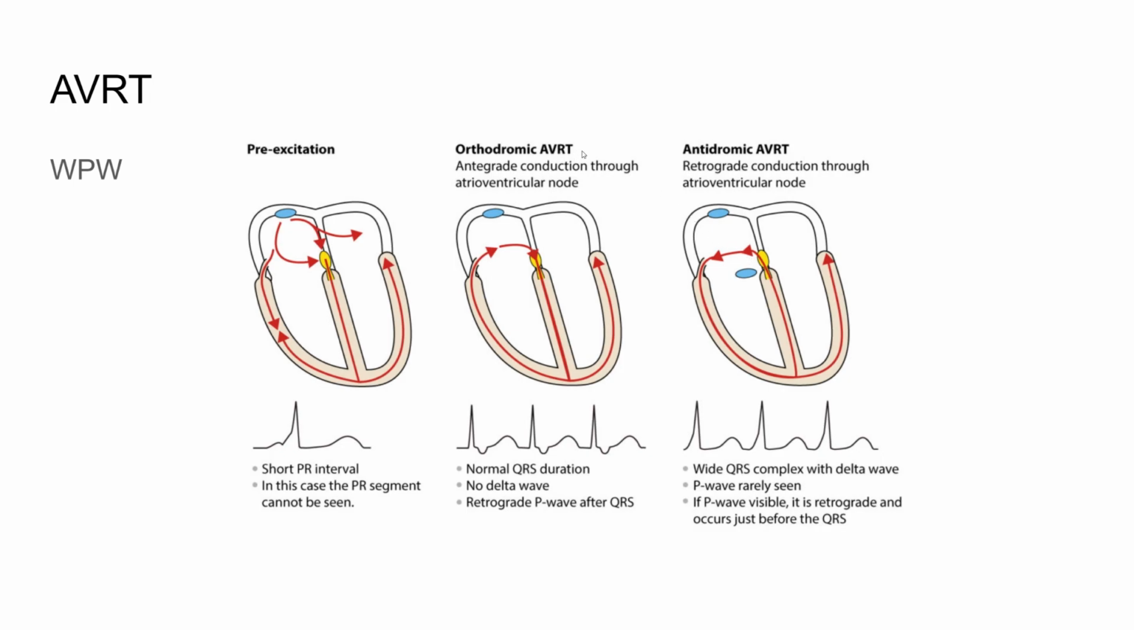But orthodromic AVRT, the way that this is going to work is you're going to have electrical conduction moving in an orthodromic fashion. So anterograde conduction through the atrioventricular node. It's going to move down through the AV node and then back up through the accessory pathway. It's not going to be choosing the accessory pathway first. And what this is going to cause is a narrow QRS and a retrograde P wave. So it's going to present pretty much exactly the same as AVNRT. It's going to be indistinguishable. It's just there's a different mechanism going on there, right?